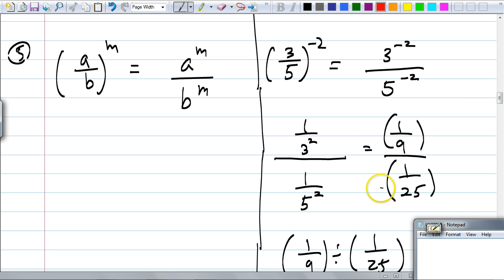Something over something, right? The fraction means the numerator divided by the denominator. So my numerator happens to be a fraction. So it's 1/9 divided by the denominator, 1 over 25. That's what it means.